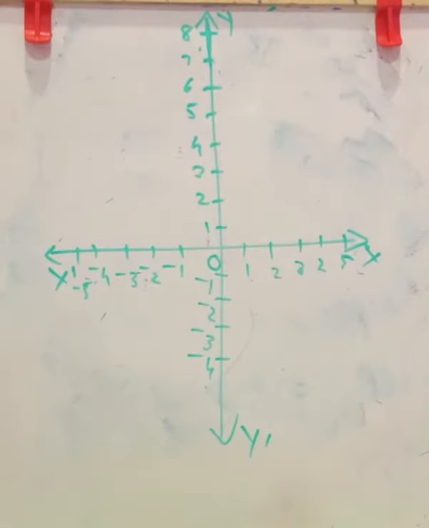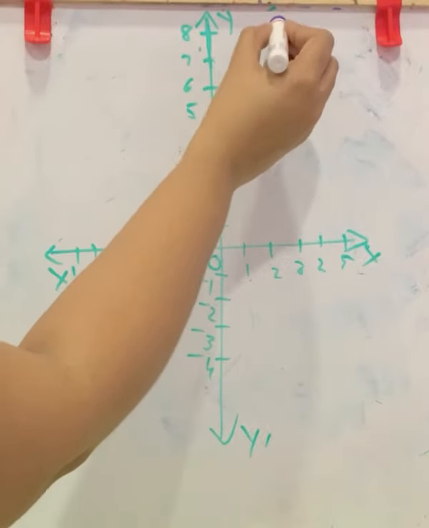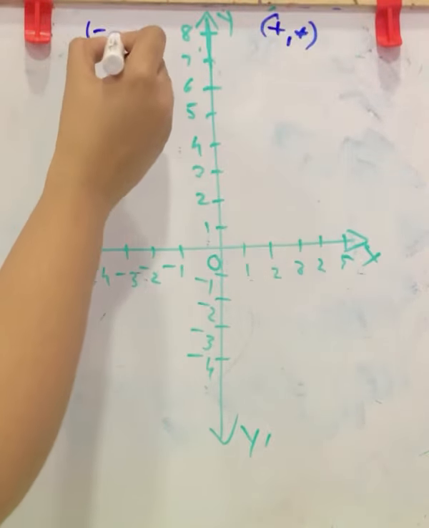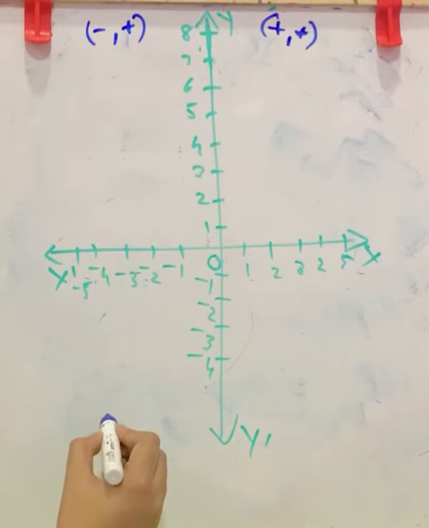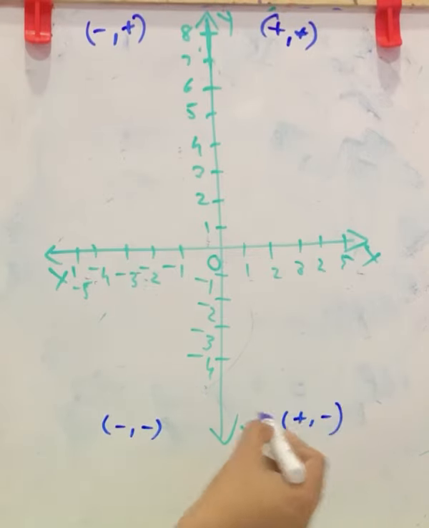Next, let us check how to plot points on a Cartesian plane. In exercise 3.3, first question is, in which quadrant or on which axis do each of the points lie? First one is -2, 4. Here this quadrant is both positive. Here x is negative and y is positive. Here x and y are negative. Here x is positive, y is negative.